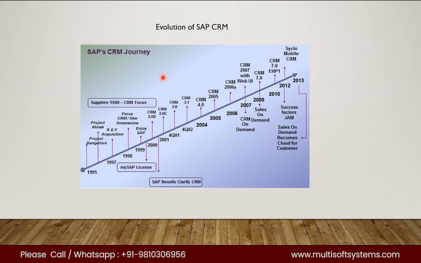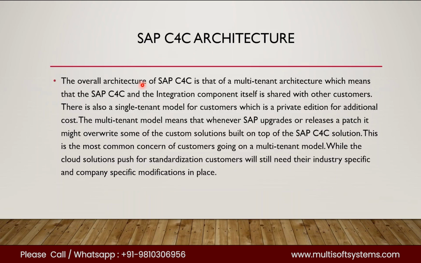Evolution of SAP CRM. Initially it was just for a project in Bangalore, then Project Minis, the KNV acquisition, then the focus on CRM's new dimension. This is how CRM evolved. Before it was Enjoy SAP, then CRM 2.0, 3.0, 4.0, 2005, and then in CRM 2007 the BOI came into the picture. Then CRM 7.0 and package one. SuccessFactors 2013 onwards, a cloud-based solution was introduced. And then the C4C architecture.